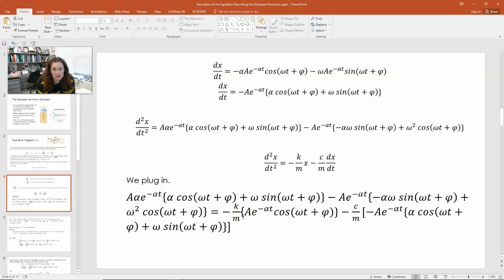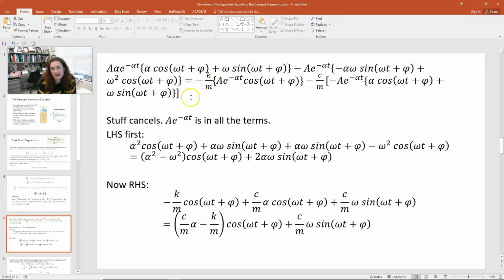Now remember, our original guess for x was a e to the minus alpha t cosine omega t plus phi. So I have minus k over m times that. And then I have minus c over m times dx dt, which I solved for up above. So I have minus c over m times dx dt, which is minus a e to the minus alpha t times alpha cosine omega t plus phi plus omega sine omega t plus phi. So really I'm just plugging and chugging here. Okay. Now I need to simplify and figure out what is going on with all this stuff.